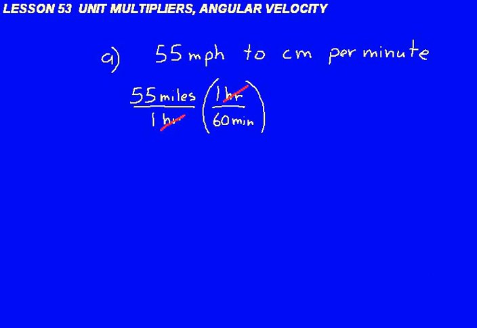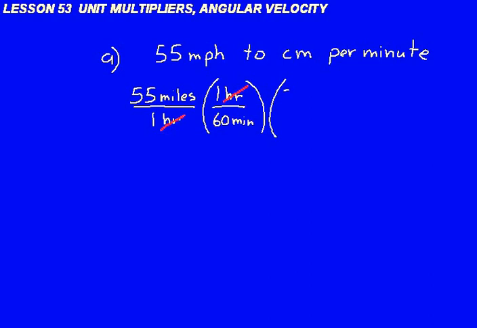Now let's go from miles to centimeters. And just think about it first before you start. You know that there's 5,280 feet in a mile, you know there's 12 inches in a foot and 2.54 centimeters in an inch. So we need three unit multipliers to make this conversion.